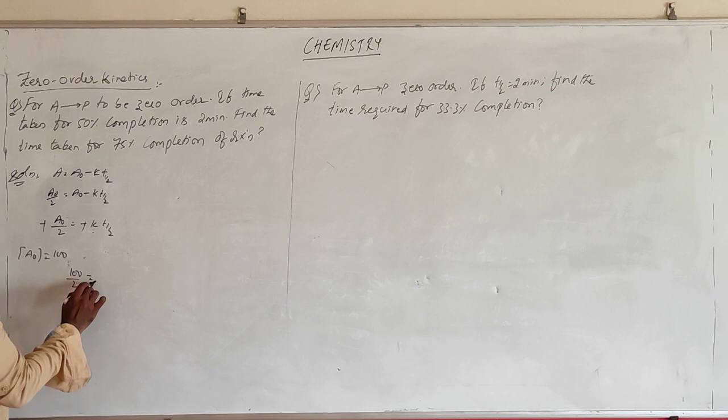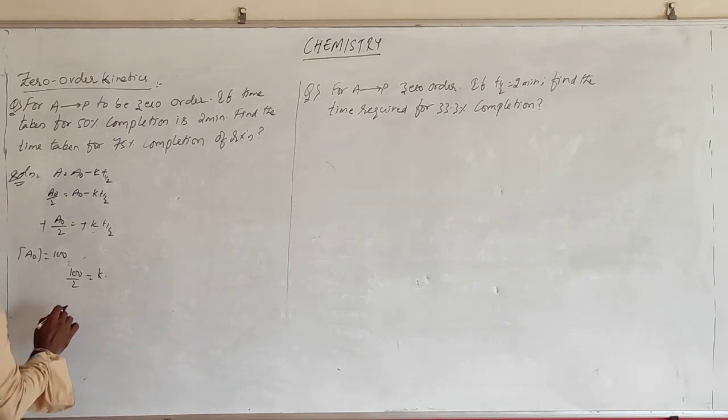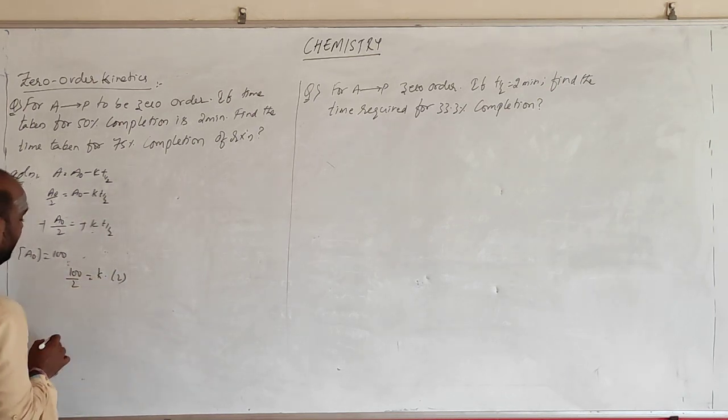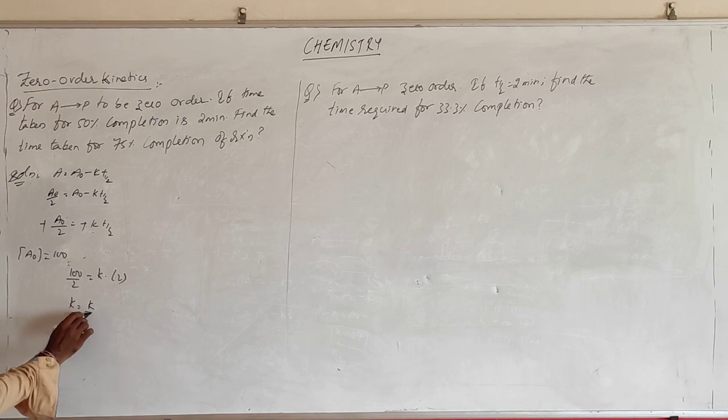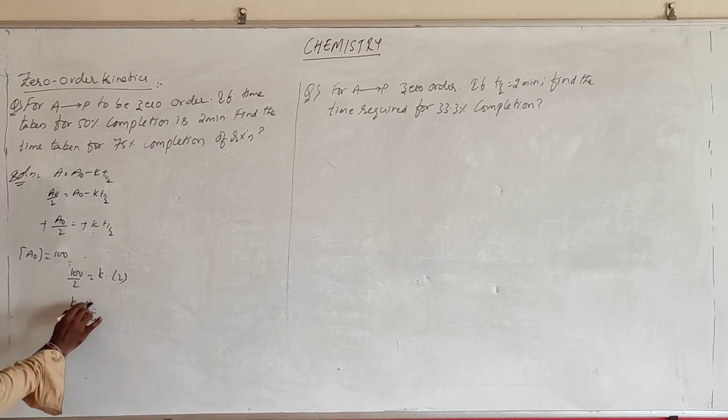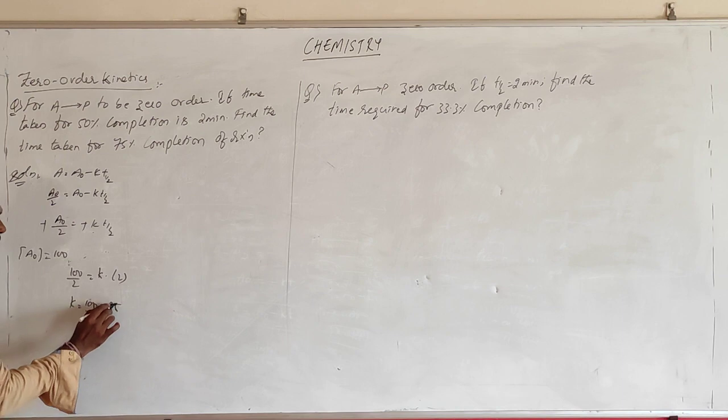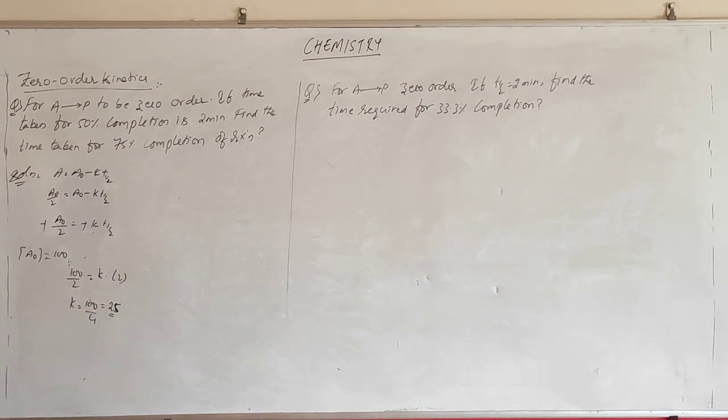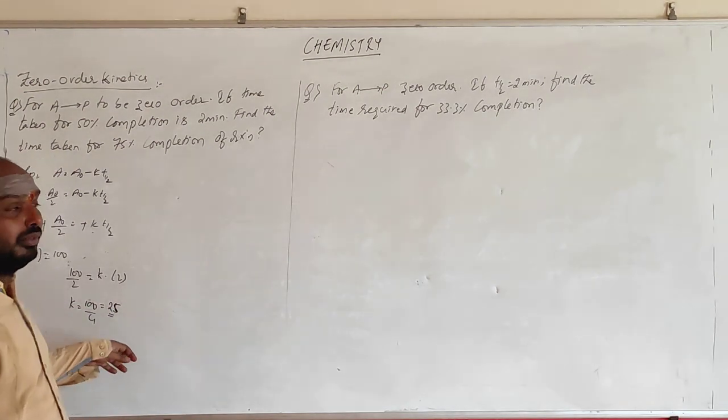100 by 2 is equal to K into what is T half? T half is how much? 2 minutes. So K is equal to 100 by 4, which is 25. The K value we have got is just 25.